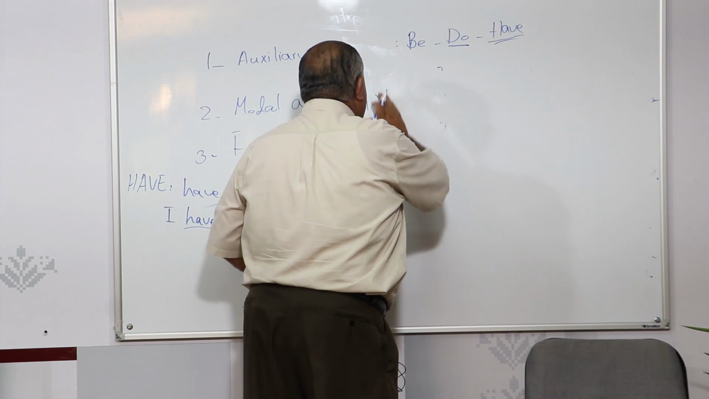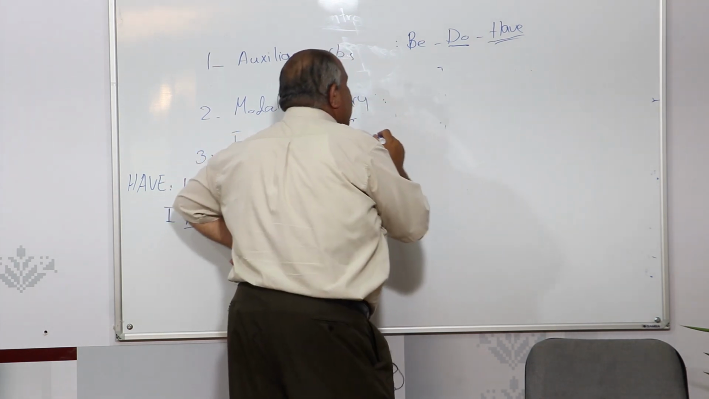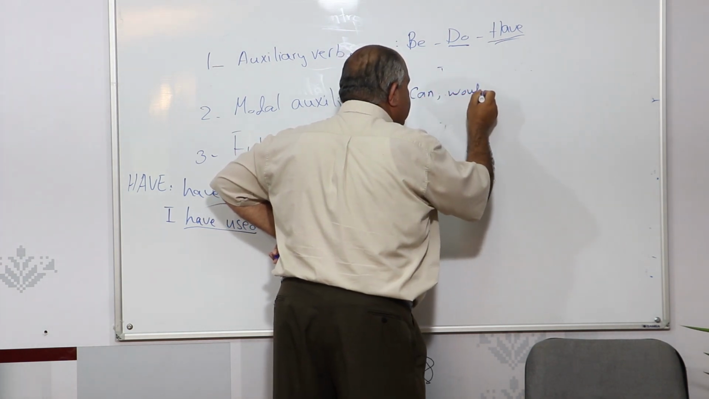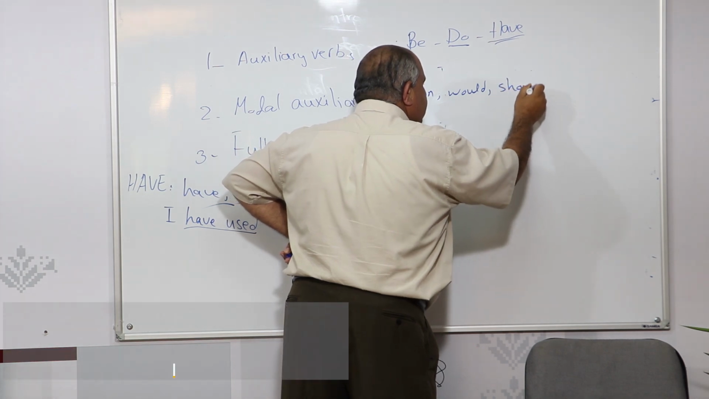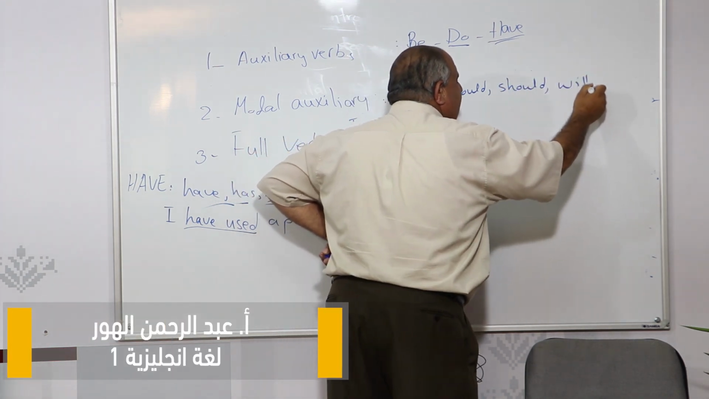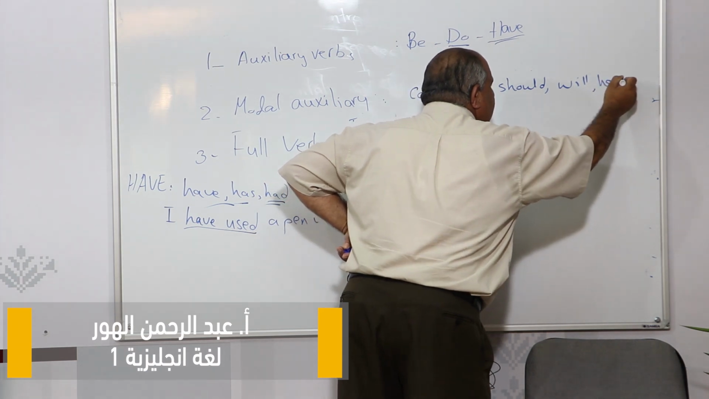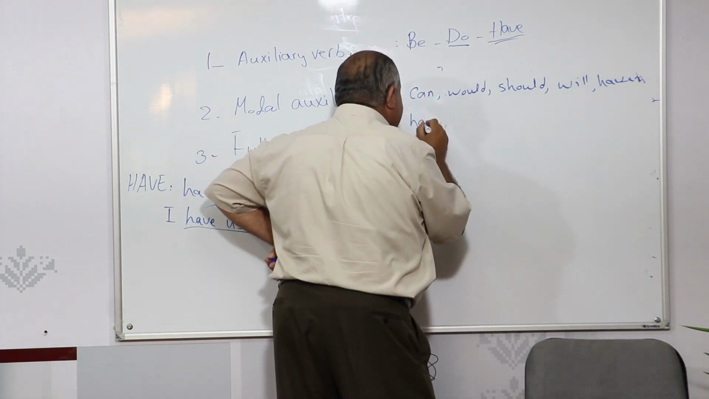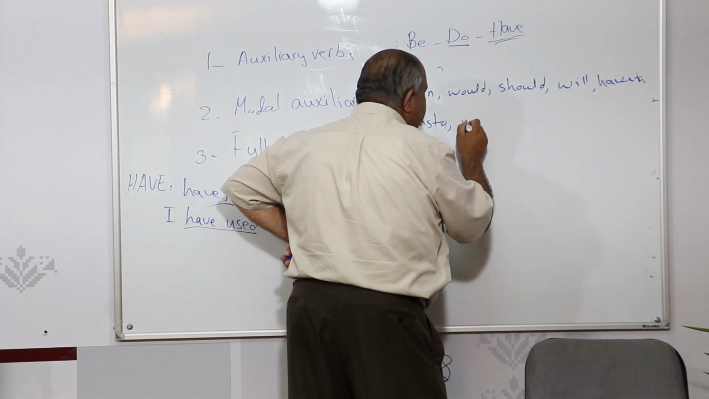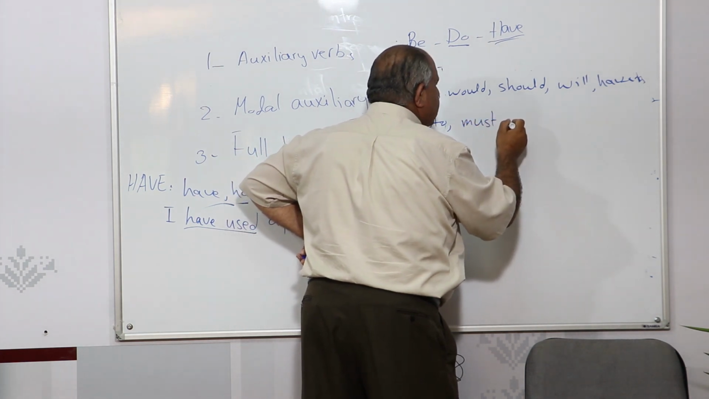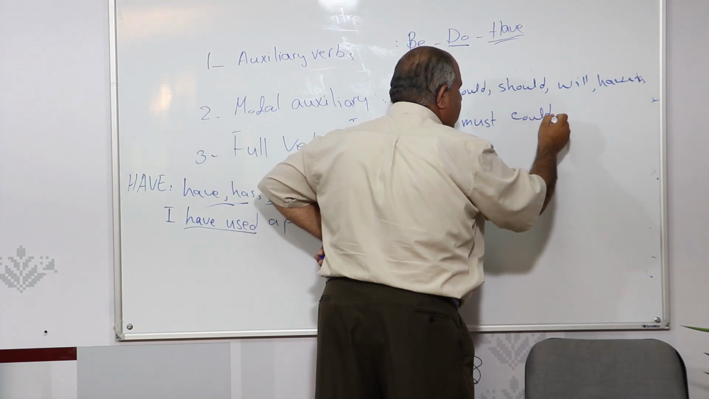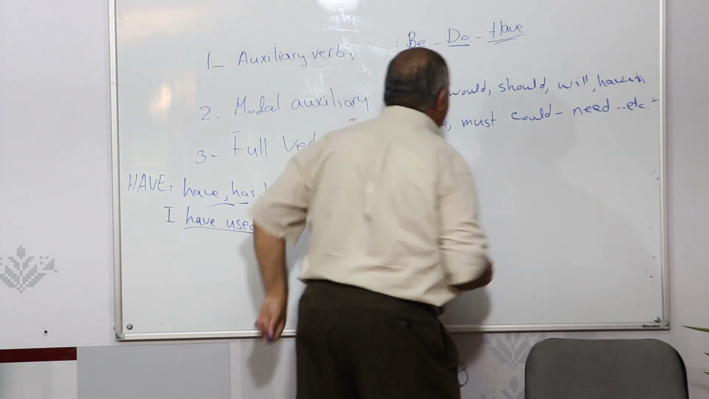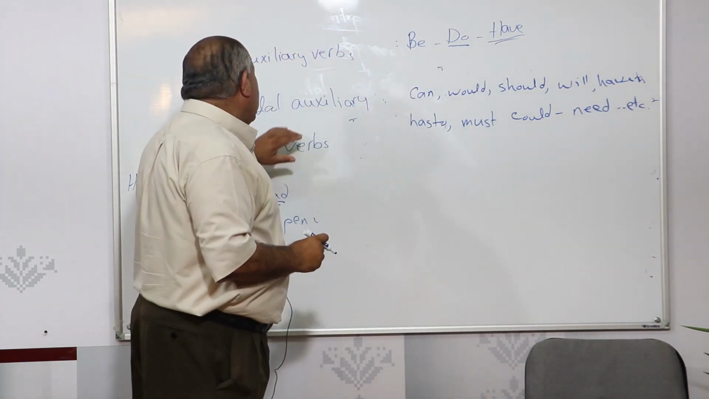Modal auxiliary verbs include a class like the verbs can, would, should, will, have to, has to, must, could, need, etc.